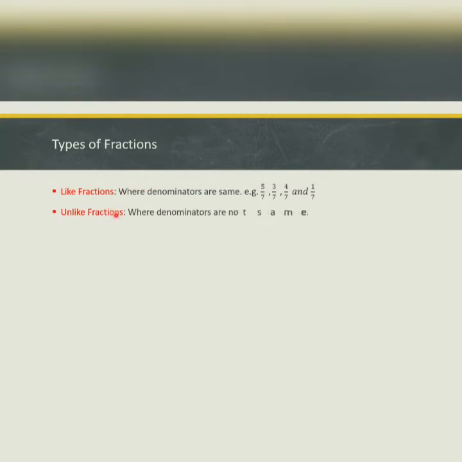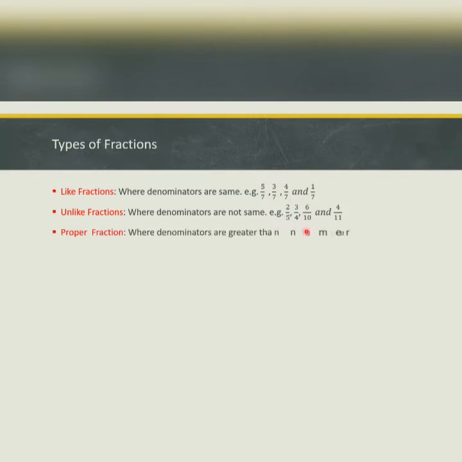Now come to unlike fractions, where denominators are not the same. For example, 2 by 5, 3 by 4, 6 by 10 and 4 by 11. You can see, children, that all the denominators are different from each other. So they are unlike fractions.